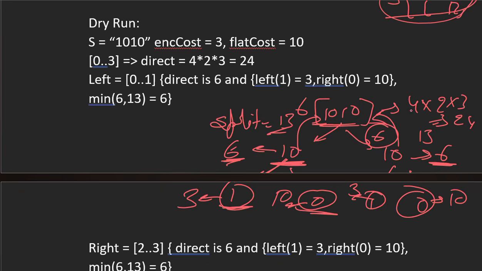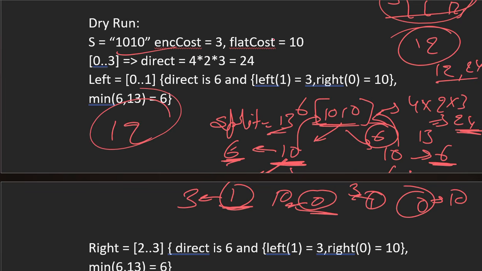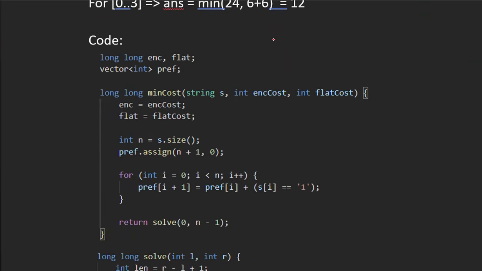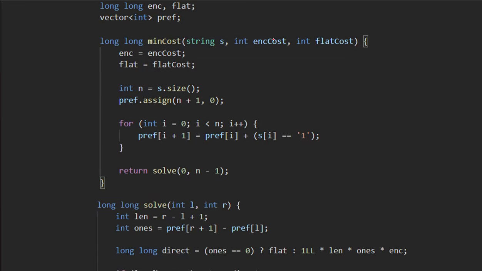Now here the direct cost is 24 and the split cost is 6 plus 6, 12, so we return the minimum of 12 and 24, that is 12. So we get the answer as 12 for this one. So this is the dry run. Now let's see the code.